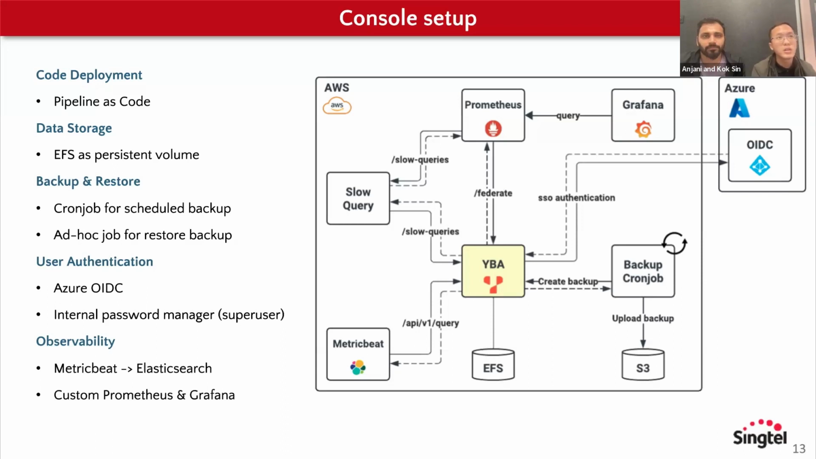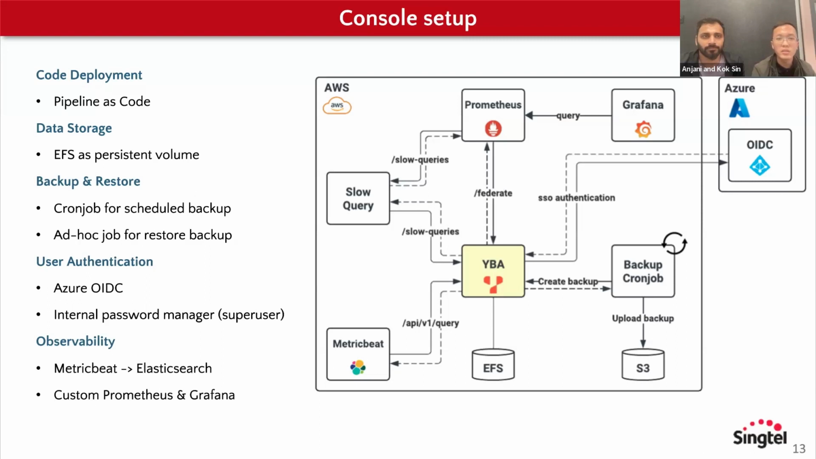For data storage, we are utilizing EFS as persistent volume, as this allows us to support multi-zone deployment of the console. So on top of the safety of EFS, we want to have a secondary backup of the console data itself. This is why we deployed a cron job that takes backup every night and uploads it into S3. And there will be another ad hoc job that takes the latest backup from S3 and restores it to the console. For user authentication, we are utilizing OIDC in Azure.